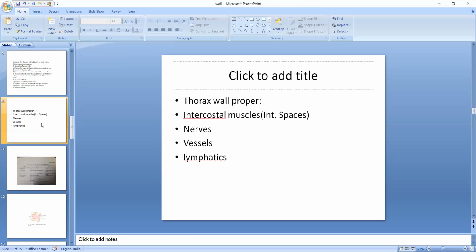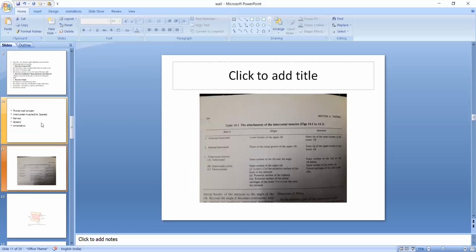We will discuss the external intercostal. It has its origin from the lower border of the upper rib and inserts into the outer lip of the upper border of the lower rib. And the internal intercostal takes its origin from the floor of the costal groove, the upper lip, and inserts into the inner lip of the upper border of the lower rib.